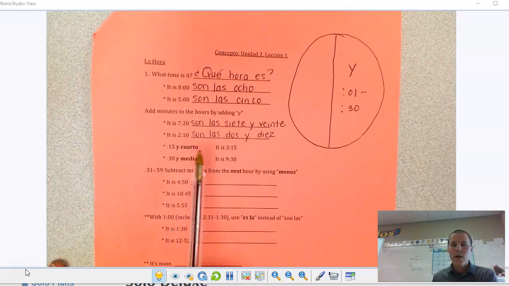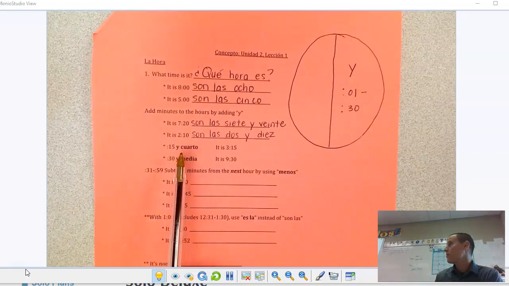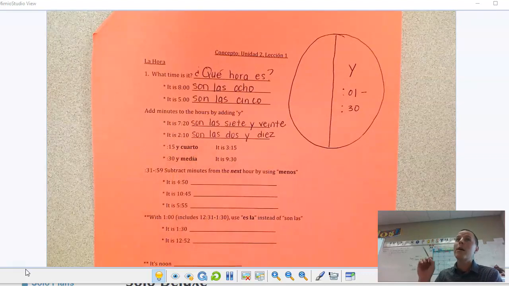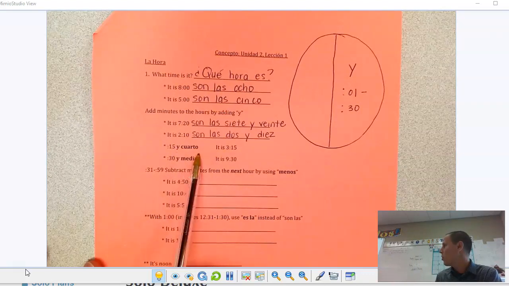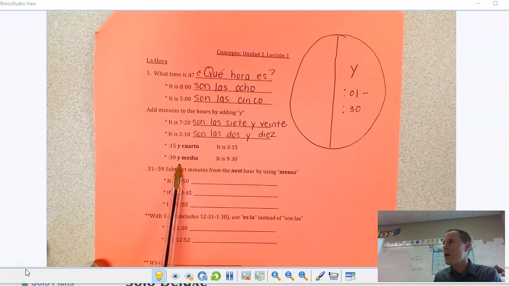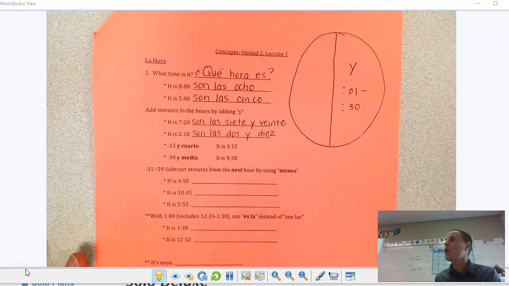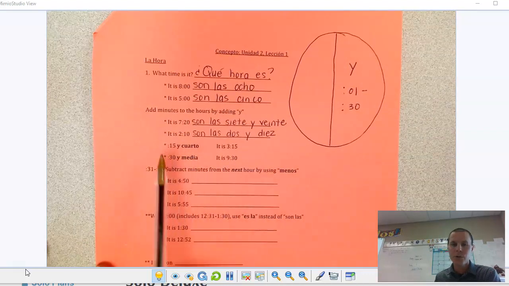Now, right underneath here, sometimes some super old people say, "Oh, it's 3:15." Cuarto means a quarter of the hour. So you might say y cuarto. If you want to write out y 15, that's fine too. Just know you might hear y cuarto. And then same thing, super old dinosaurs say, "Oh, it's 4:30." So you might hear y media, but you could also write out y 30. Just know those are there.